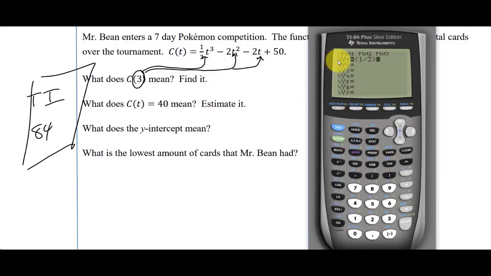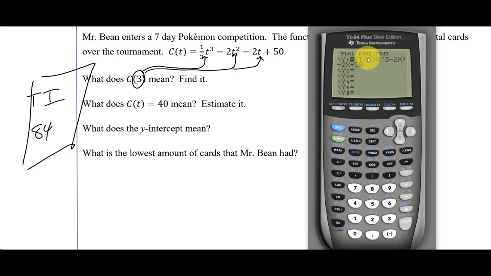But I'm graphing with x's and y's, so I'm going to change all of these variables that are non-x's to x's. X is going to be right here where it says X, T, theta, and n, underneath the mode button. X right there, raised to the third power. Remember, the caret is that, raised to the third. Minus 2t squared, so minus 2x squared, and there's a little icon for the squared. Then minus 2t, and then plus 50. Boom goes the dynamite.